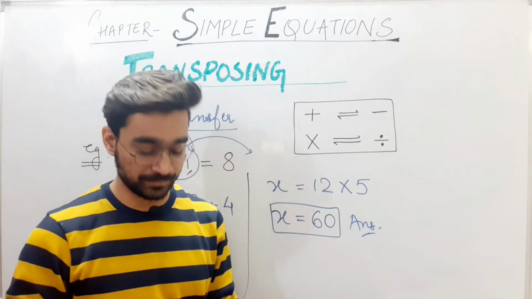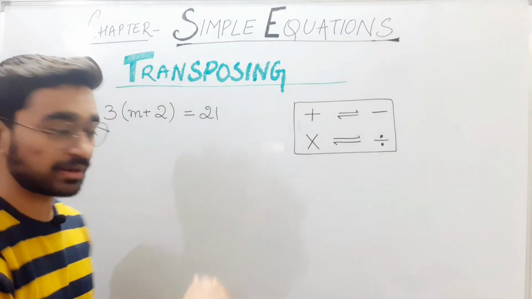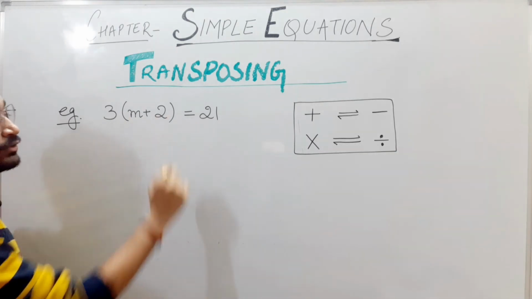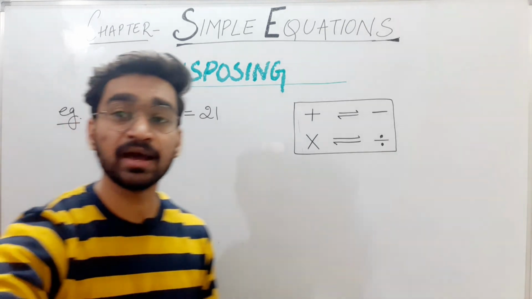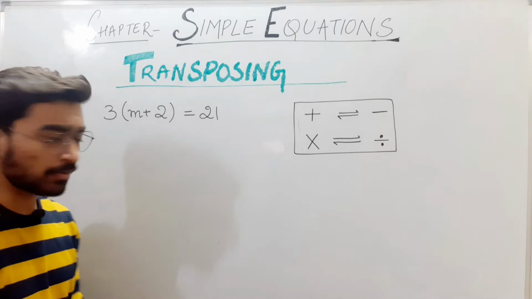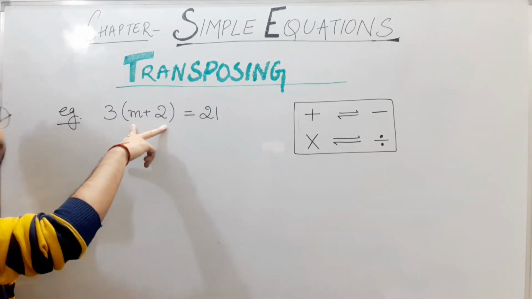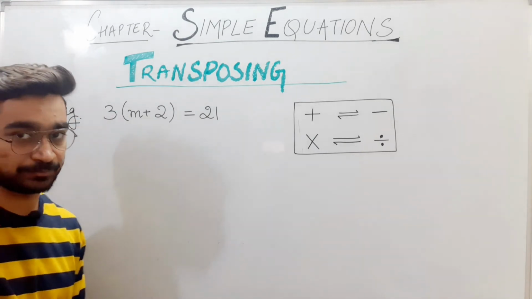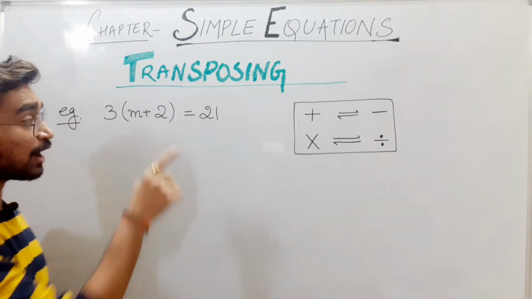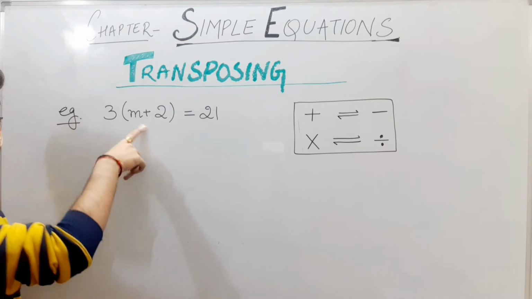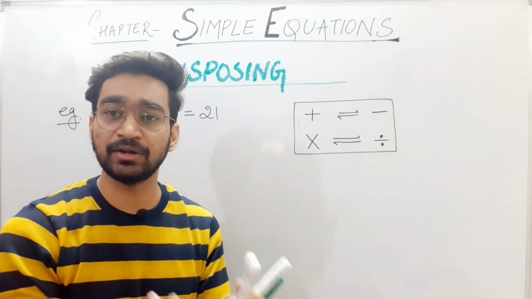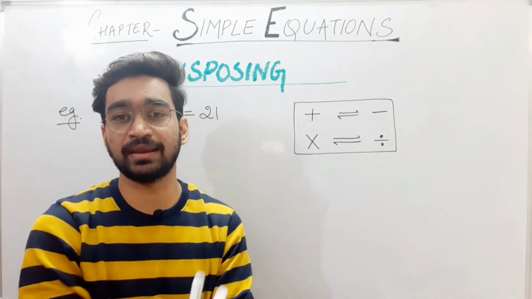Let's take one more example. Now let's take example number 3, that is 3 bracket m plus 2 is equals to 21. Now again I can see that, as we know, according to BODMAS, what we have to solve first is B, which means bracket. So if these two numbers are in bracket, I can say that this 2 is in direct contact with the variable m.